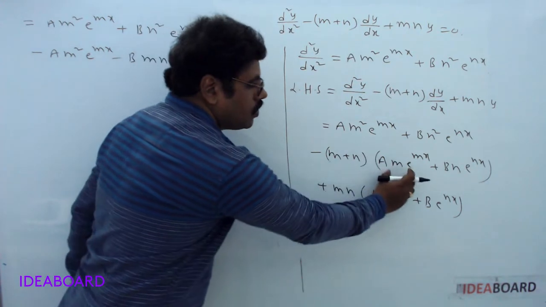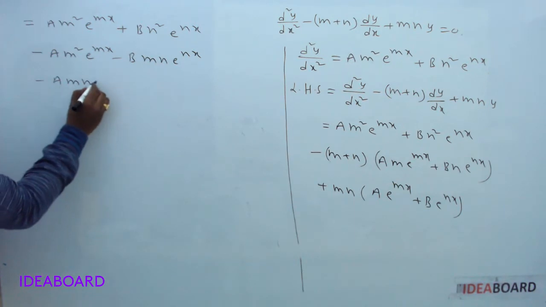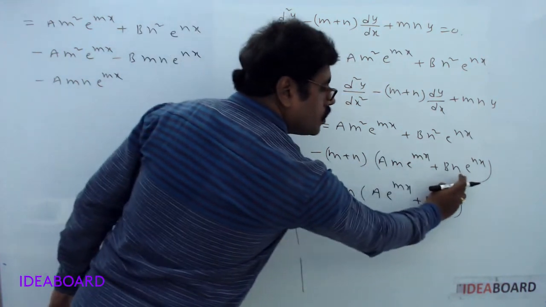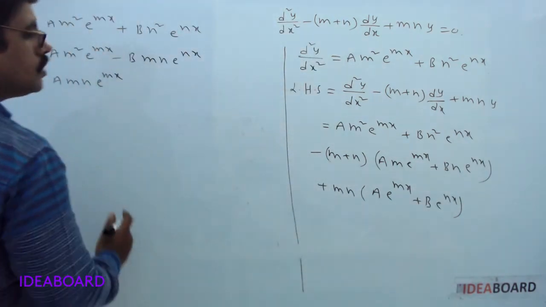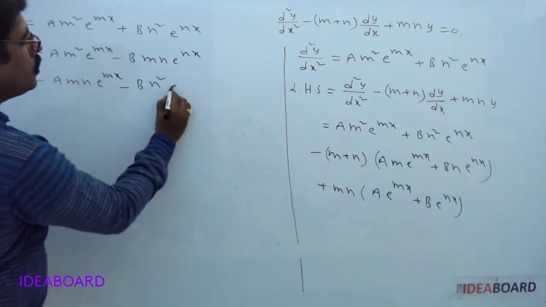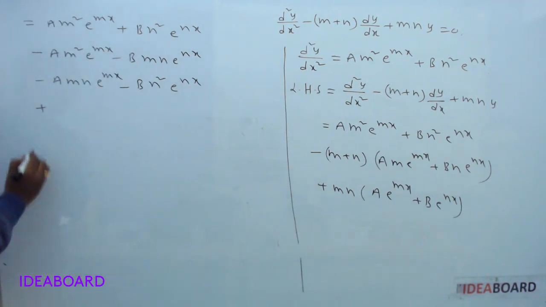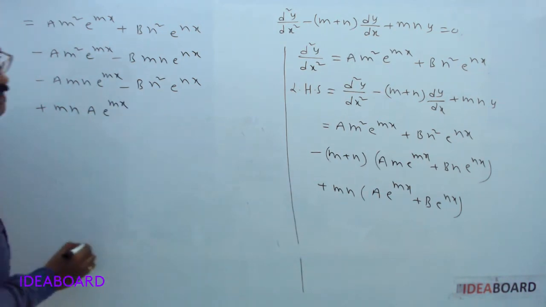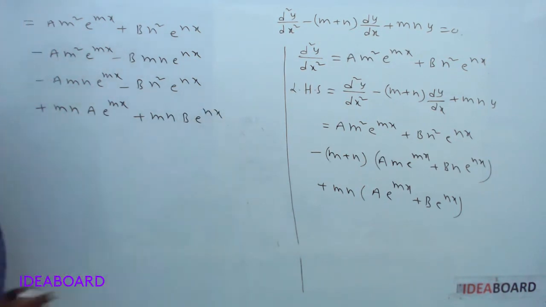So −n into this term, that is −amn e^(mx). Next again −n into this term. So −n into bn e^(nx), that is −bn² e^(nx), plus mn into a e^(mx) plus mn into b e^(nx).